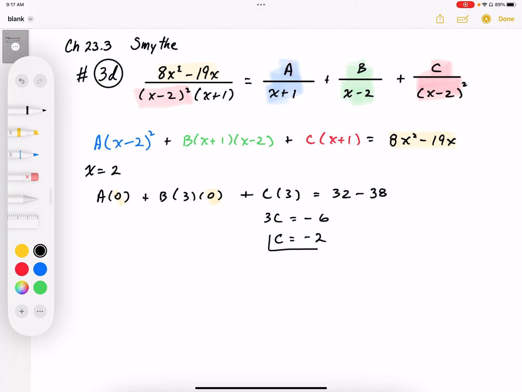So I've solved for one of my variables. I can do the same with x plus 1, and that will get rid of the b and c coefficients.